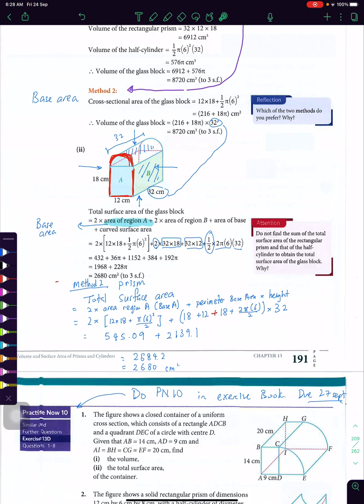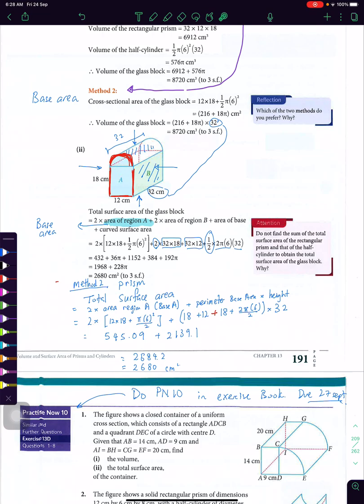Now, what is method number 2? Method number 2 only works for prism. So because this is a prism, what you can do is you can also take down the base area. So it's the same thing. I will take 2 times the area of region A, which is the semicircle as well as the rectangle. So same thing, I will take 12 times 18 plus pi times radius times radius divided by 2 because semicircle, and then times 2 because there's one front and one back.